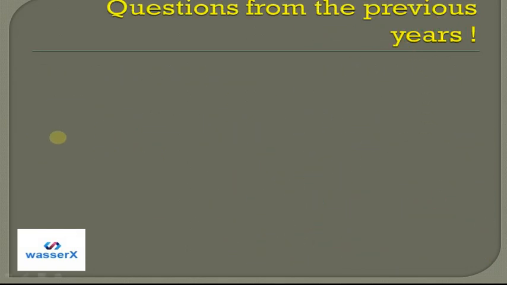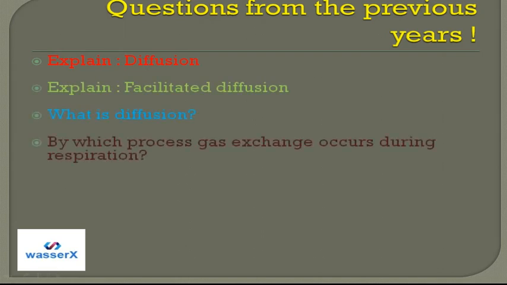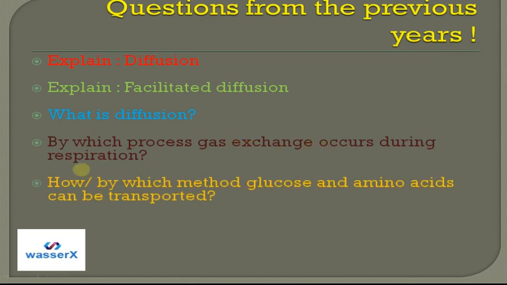Now, let's see the questions which can be asked or which have already been asked in previous years: explain diffusion, explain facilitated diffusion, what is diffusion, by which process gas exchange occurs during respiration, and by which method glucose and amino acids can be transported. If we are asked about diffusion, we will say that diffusion is a process of movement of molecules from higher concentration to lower concentration.